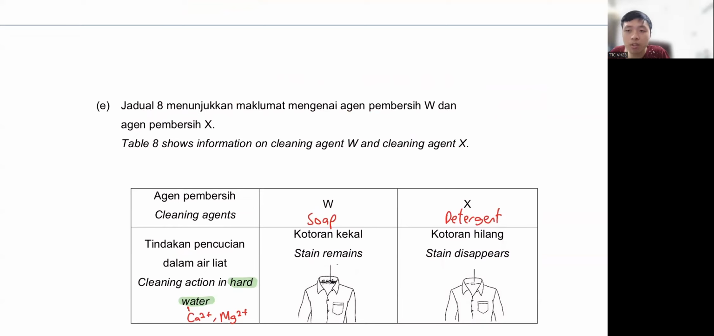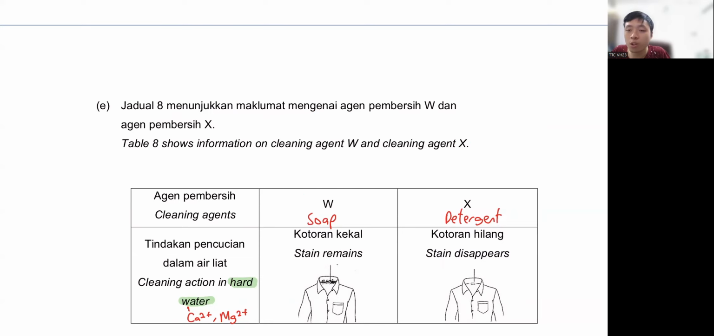Let them come out, hard water one. If you still remember what hard water is. So hard water, it contains what ion? Ca2+ and Mg2+. These two ions, when you use soap to wash, remember there's a cleaning agent W, cleaning agent X.